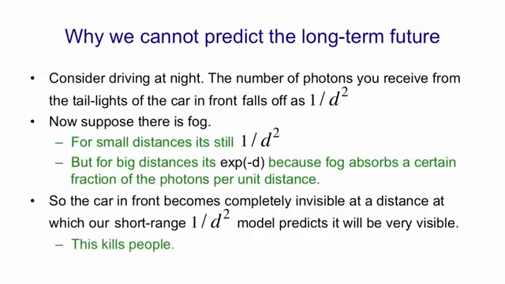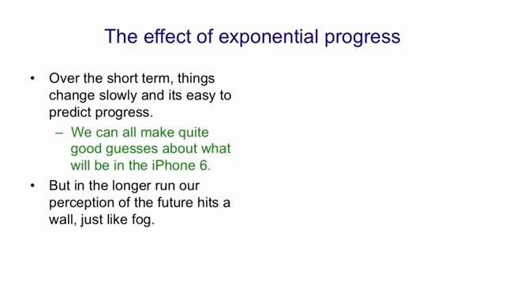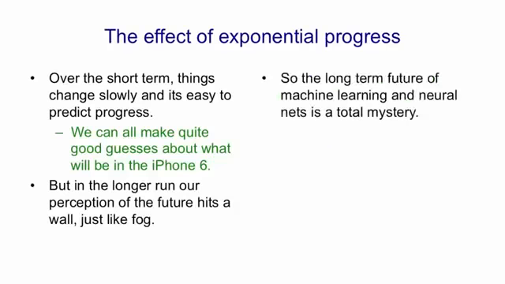So over the short term, things appear to change fairly slowly, and it's easy to predict progress. All of us, for example, can probably make quite good guesses about what will be in the iPhone 6. But in the longer run, our perception of the future hits a wall, just like with fog. So the long-term future of machine learning and neural nets is really a total mystery. We've no idea what's going to happen in 30 years' time.